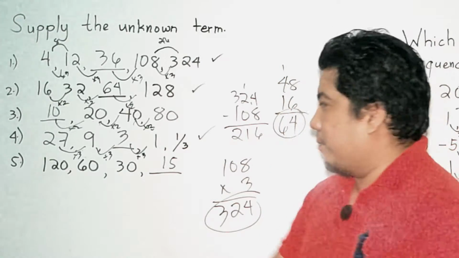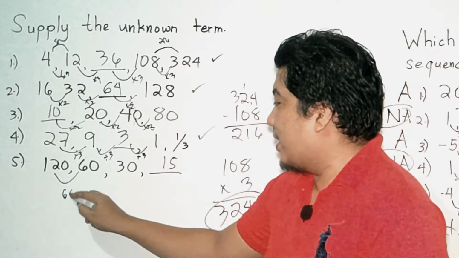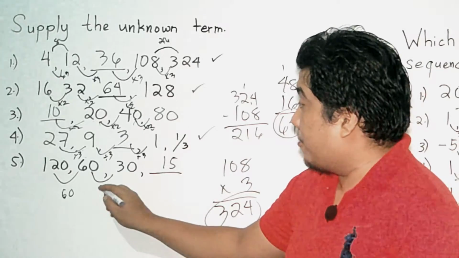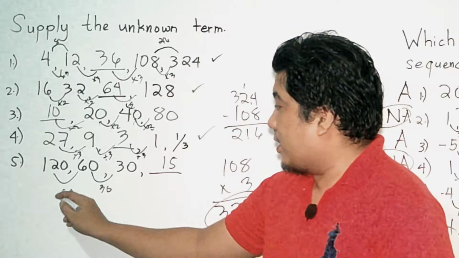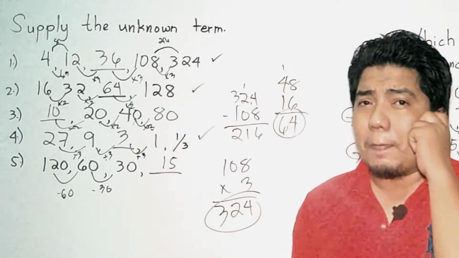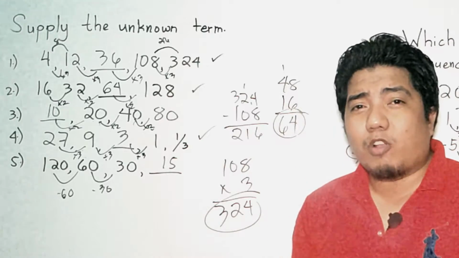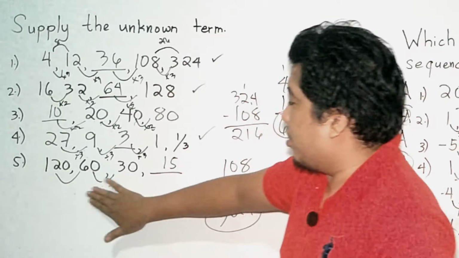How did we get that? 120 going to 60, the difference is 60. While 60 going to 30, the difference is 30. Since this is going down, this is negative 60, negative 30. However, they are not the same. They are not a common difference. So we need to consider another operation.